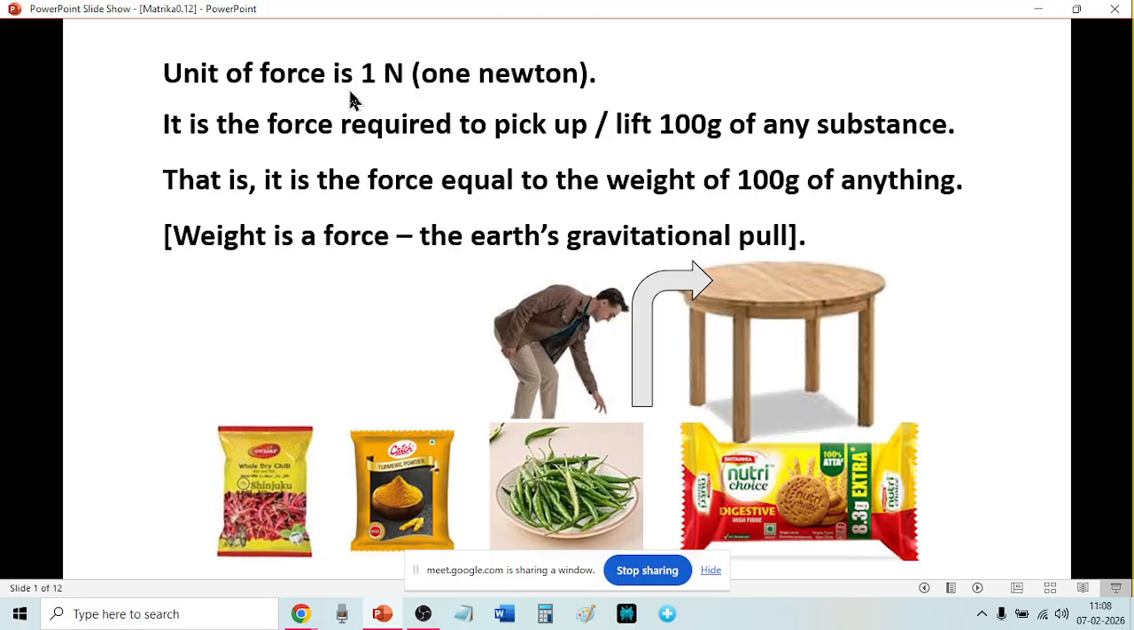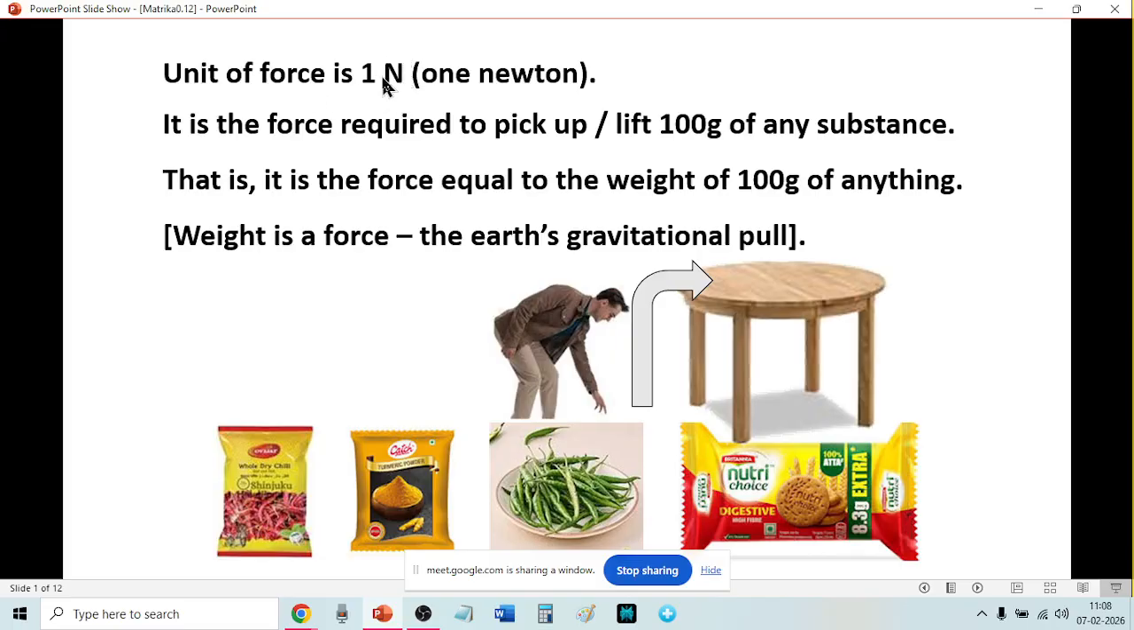The unit of force is 1 Newton. We write capital N. The symbol is capital N, not small n. Capital N, 1 N, that means 1 Newton. That is the unit of force. Just like the unit of length is 1 meter, the unit of volume is 1 liter, the unit of mass is 1 kilogram, similarly the unit of force is 1 Newton. Got it? And how do you write Newton? Capital N.